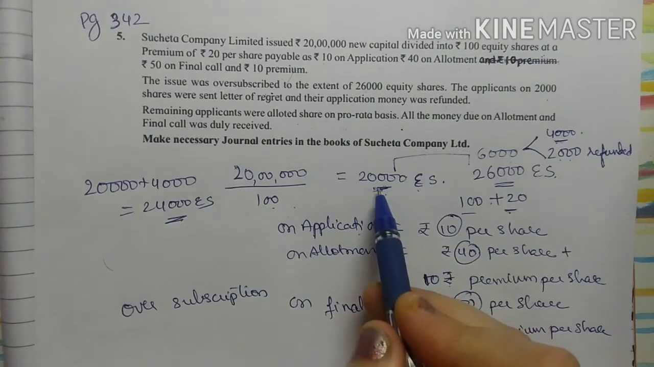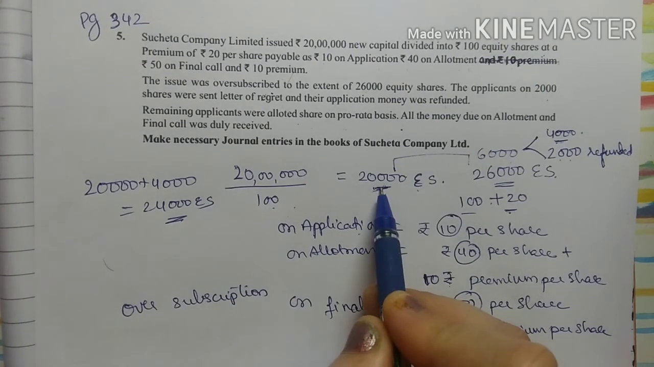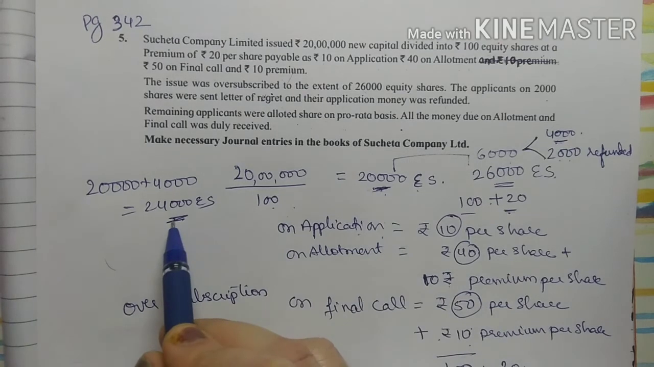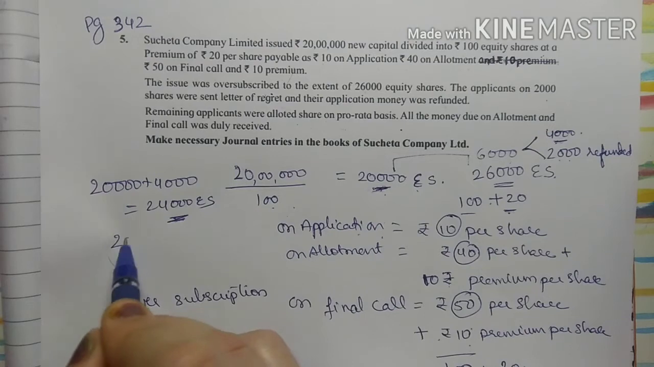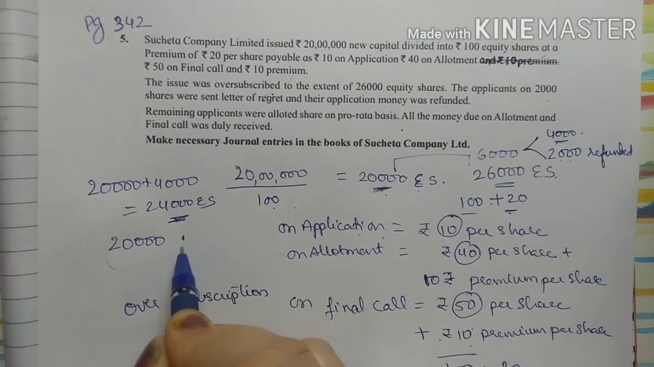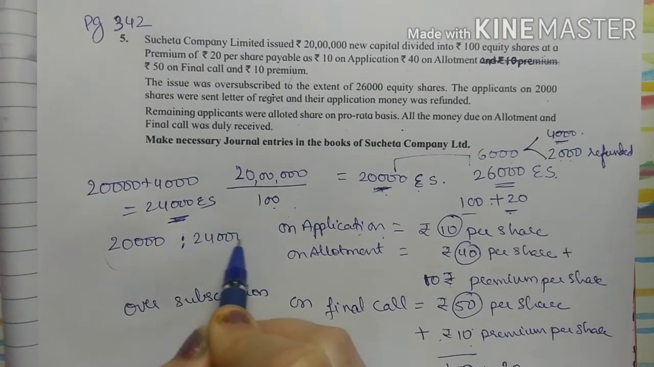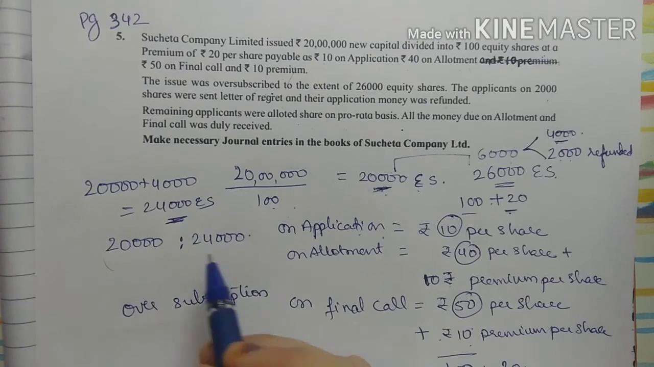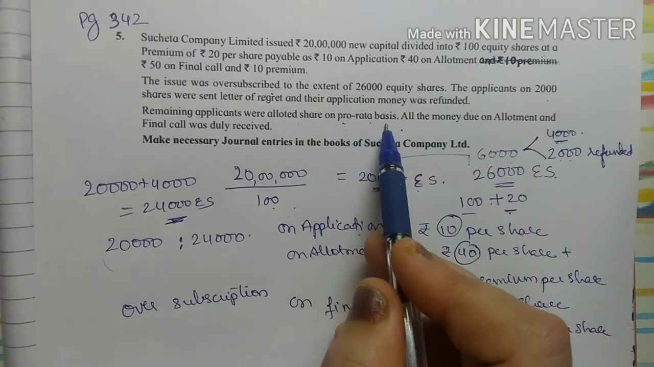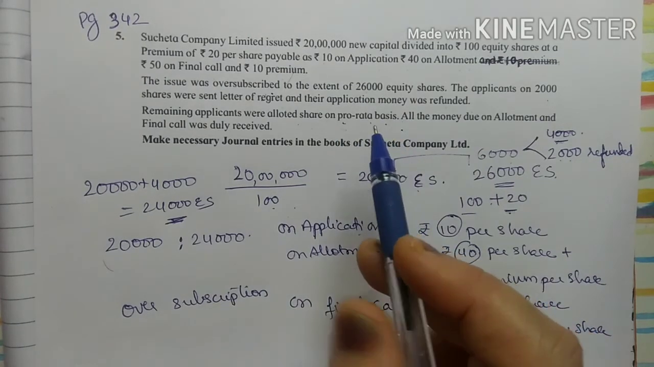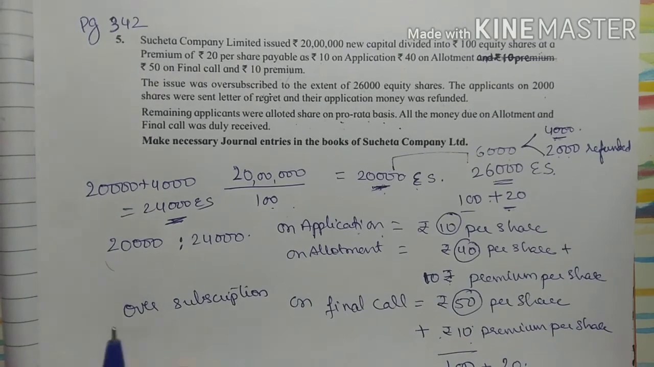But how much did we issue? Only 20,000, but we are saying that they have allotted 24,000. So see, 20,000 were the issue and 24,000 has been allotted. So in such a case, pro rata allotment is done. See here it is written, it is allotted on pro rata basis. Now what is this pro rata basis? It means what?